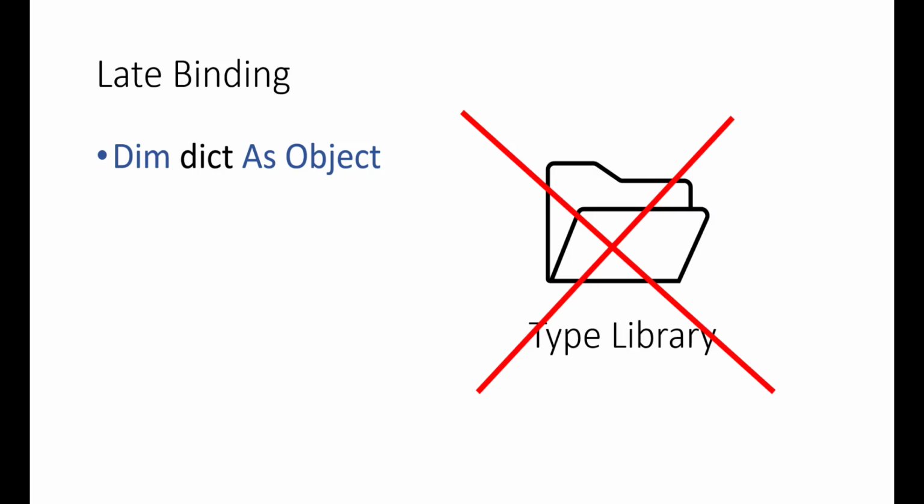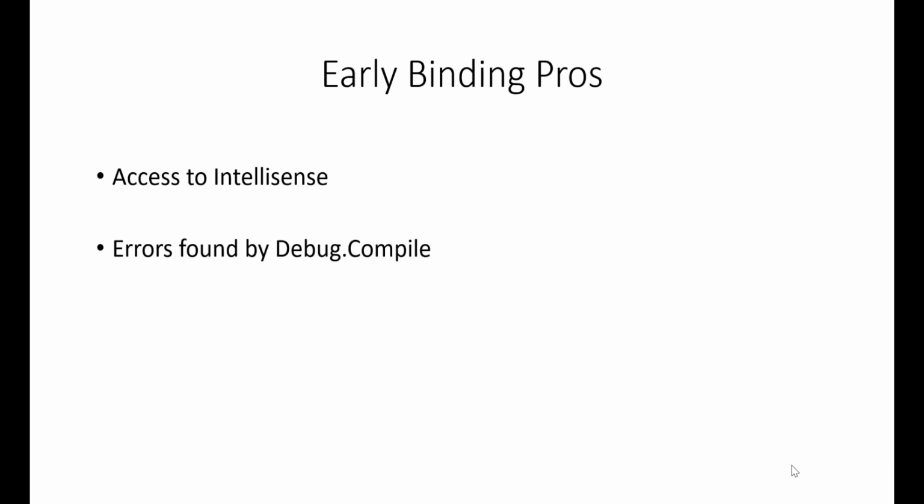This means that VBA doesn't know anything about the object and its functions until runtime. So what does this mean for us, the VBA user? Well, early binding has two big advantages: access to IntelliSense, and the fact that errors are found by using debug compile.